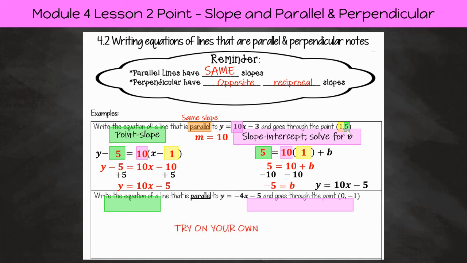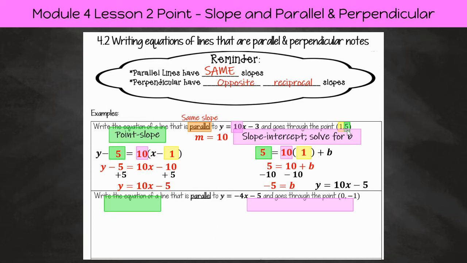Now I want you to go ahead and try the next one on your own, and you can use either method. So pause the video and try to find an equation of a line that is parallel to y is equal to negative 4x minus 5.